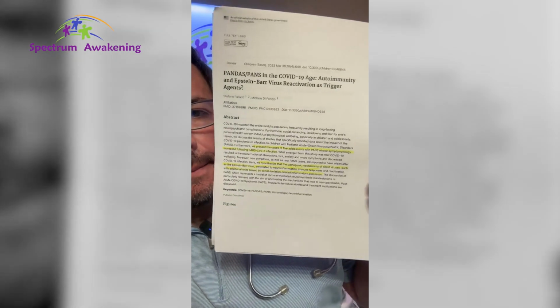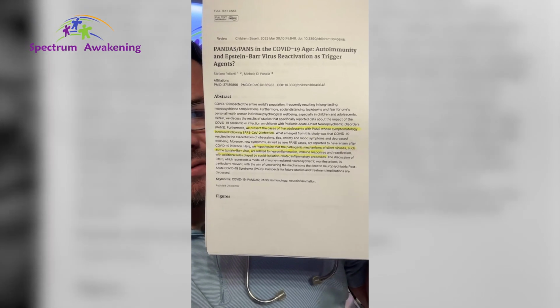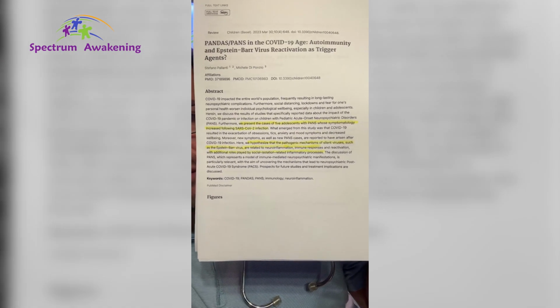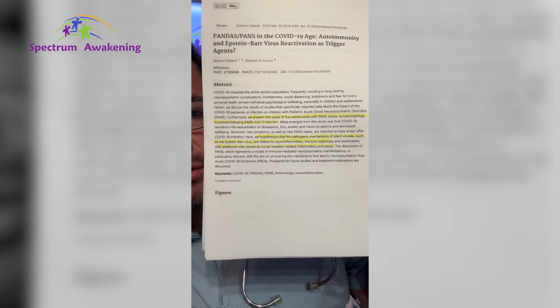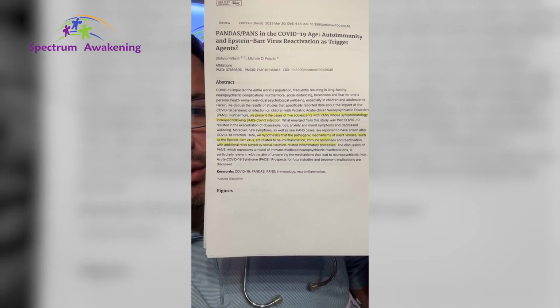What's next? Here's something I talked a lot about a few years ago because it was prevalent. PANDAS and PANS in the COVID age. Okay. We present the cases of 5 adolescents with PANS whose symptomatology increased following COVID infection. We hypothesize that the pathogenic mechanisms of silent viruses, such as Epstein-Barr and COVID, are related to neuroinflammation, immune responses, and additional roles played by social isolation-related inflammatory processes. That's a lot to unpack, but let's talk about it.